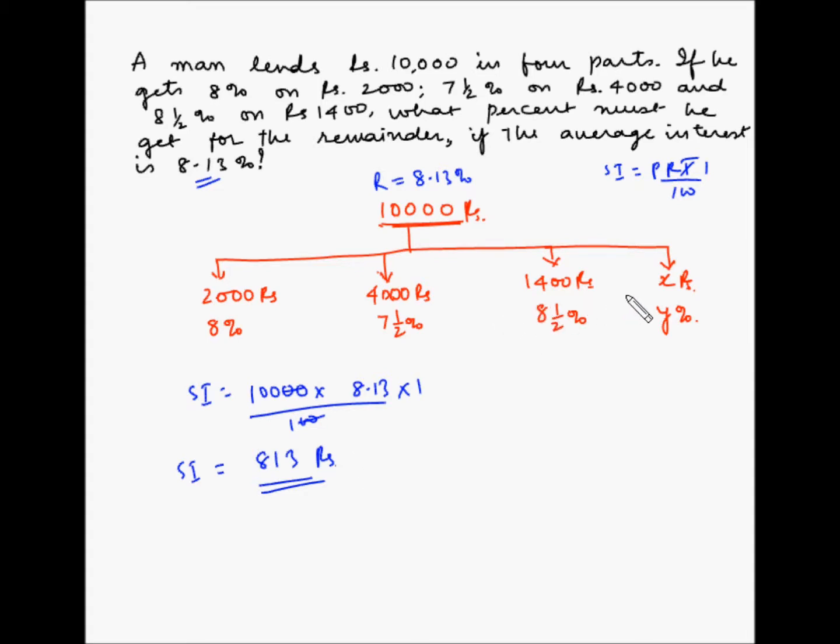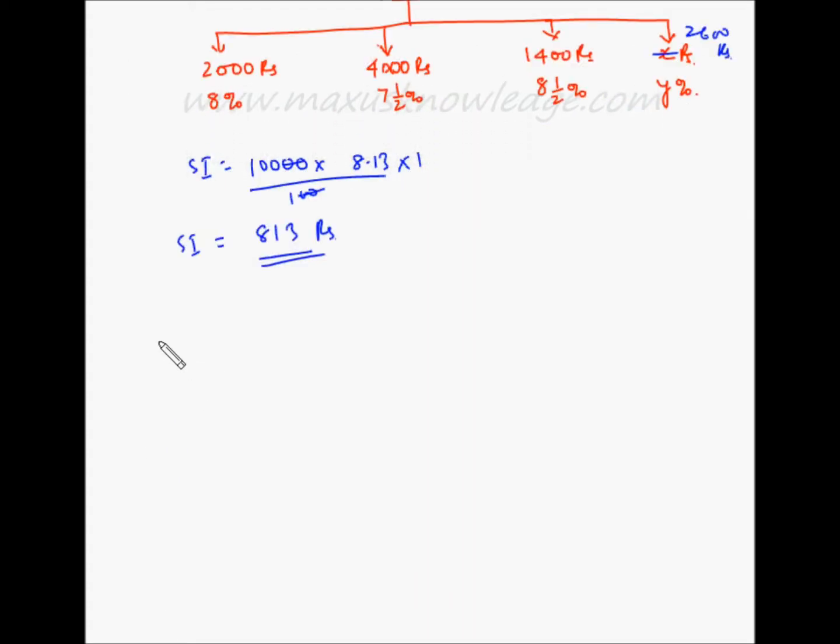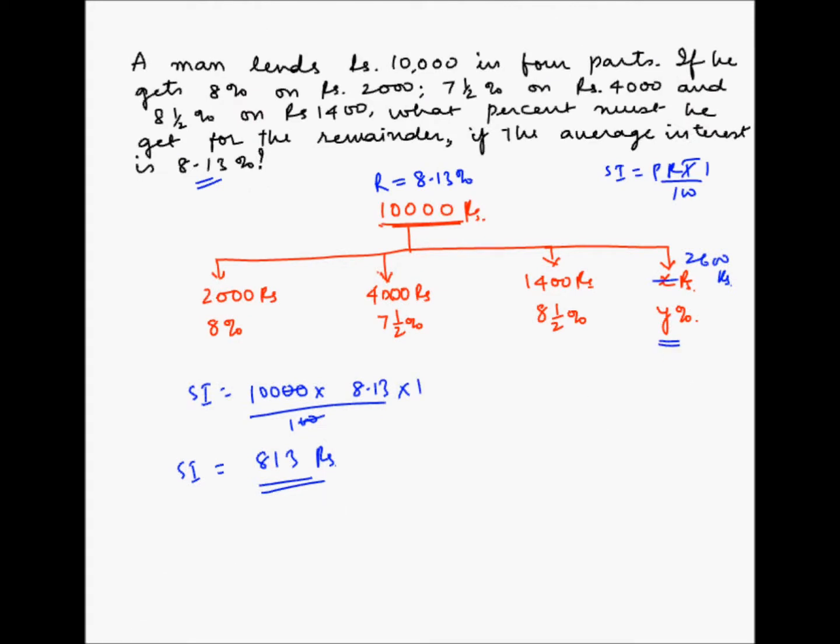Now let's find out what is this X. So X should be equal to 10,000 minus 2,000, which is 8,000, minus 4,000, which is again 4,000, minus 1,400, which is 2,600. So here X is equal to 2,600 rupees. So now the simple interest for all these four should be equal to 813 rupees. So let's use that equation to find out this Y percent here.